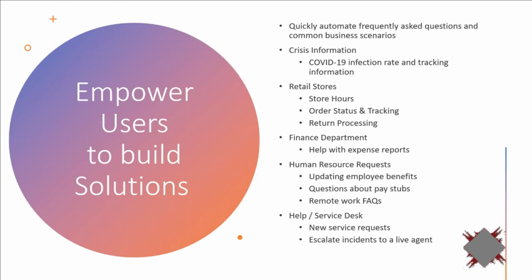So it's a quick and easy way to get some kind of fixed web page or fixed list into Power Virtual Agents so your chatbot can handle commonly asked questions. Maybe we want to give out some crisis information specific around COVID-19 within your company, or tracking information that you want the bot to answer for you.